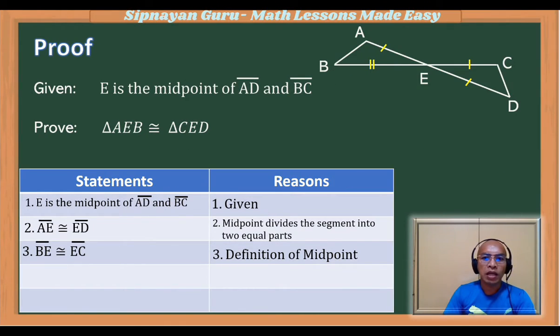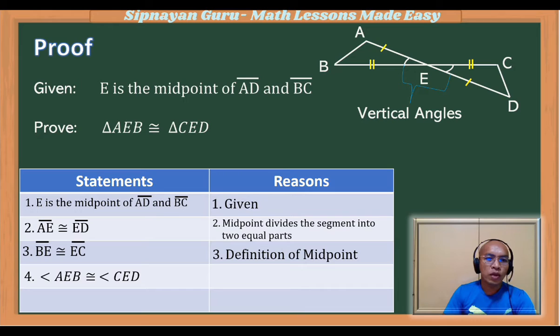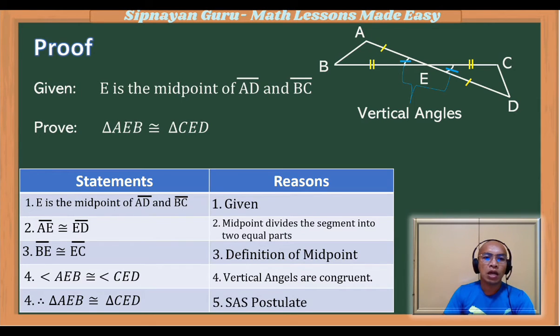We can also say that since these two angles are vertical angles, and vertical angles are congruent, angle AEB is congruent to angle CED. The reason is vertical angles are congruent. By virtue of the side angle side postulate, we can now conclude that these two triangles are congruent.